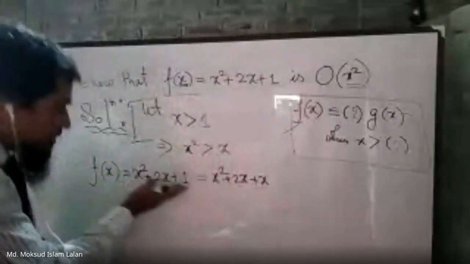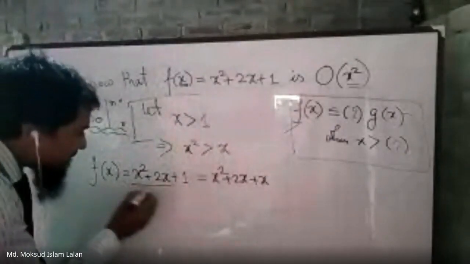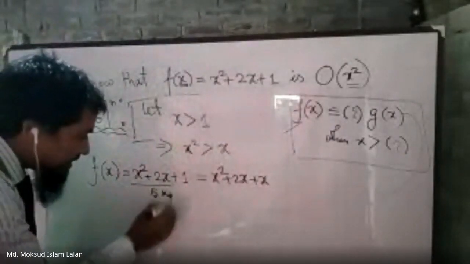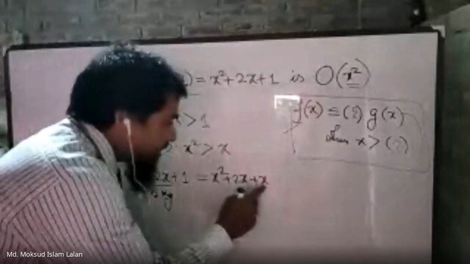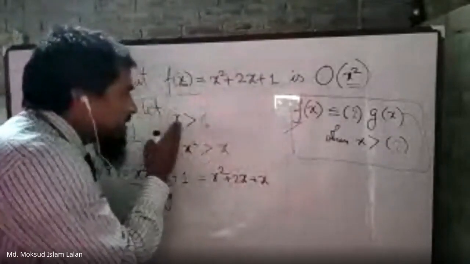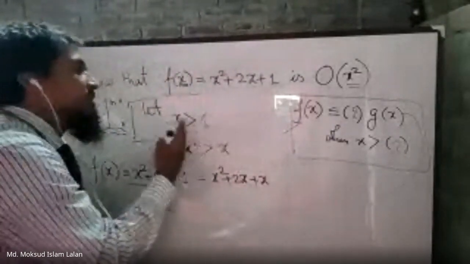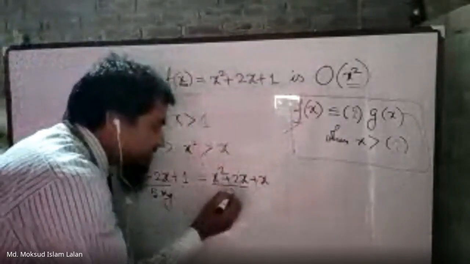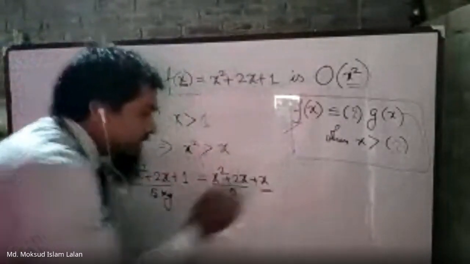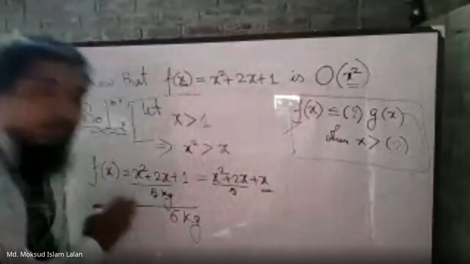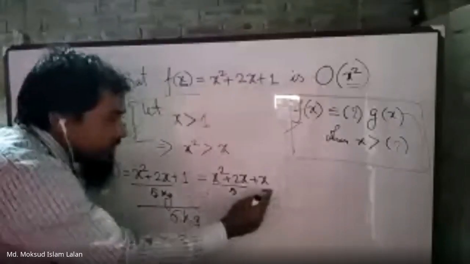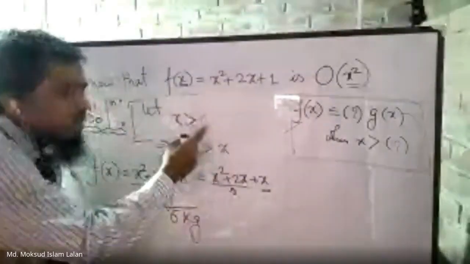Definitely, this term, suppose this is 5 kg, as for example, and this is 1 kg. This x is greater than 1 kg, so it's still 5 kg. And what will be the x? Here this side total is 6 kg, right? If you consider it as a weight, this is 5 kg. What will be the x? Will it also be 1 kg?